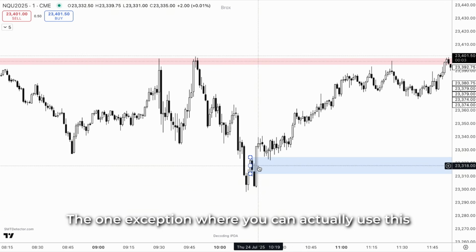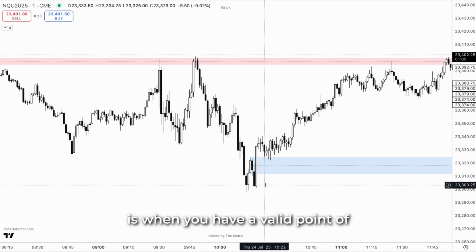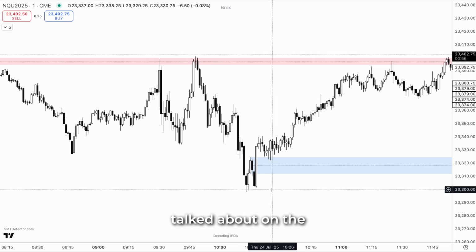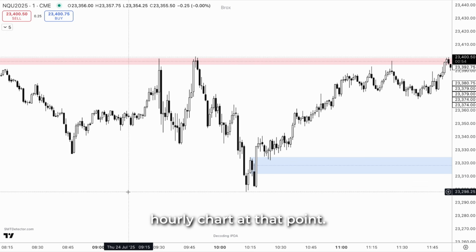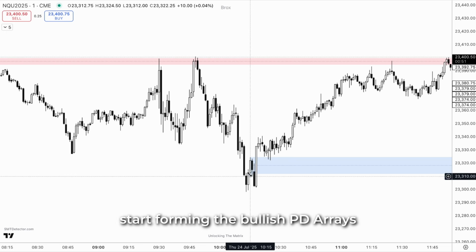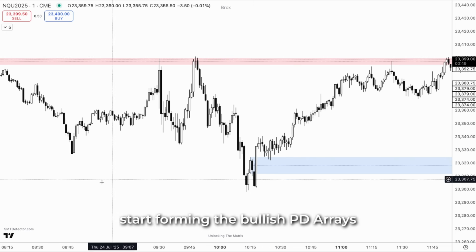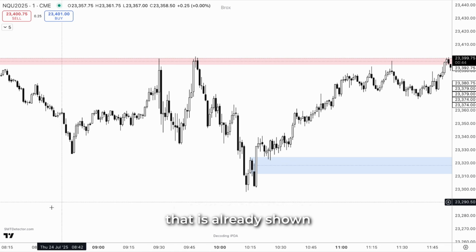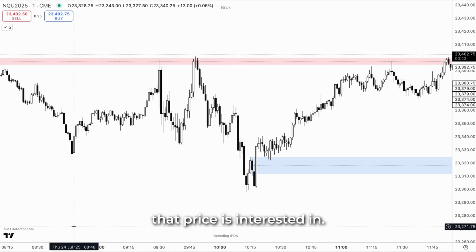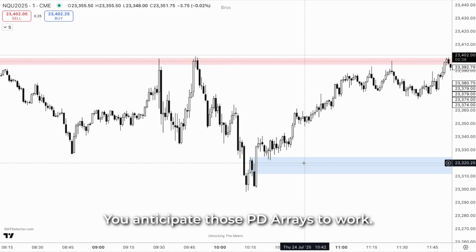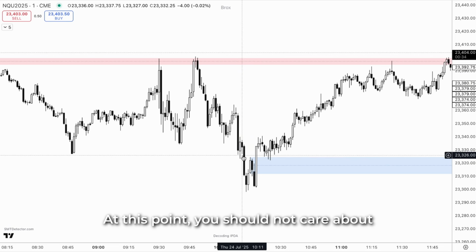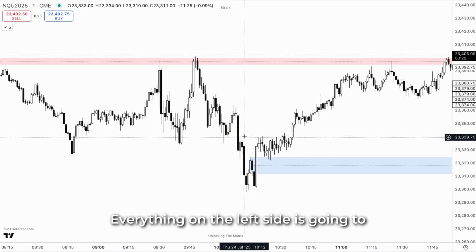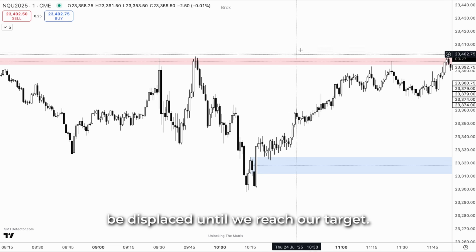The one exception where you can actually use this is when you have a valid point of interest using the same logic that we talked about on the hourly chart at that point, because you know that once you actually start forming the bullish PD arrays from that bullish higher time frame PD array that has already shown that price is interested in, you anticipate those PD arrays to work. At this point, you should not care about any of the imbalances that are on the left side. Everything on the left side is going to be displaced until we reach our target.